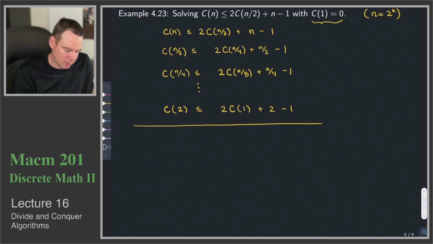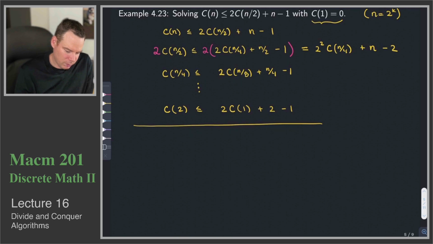Well, I'd really like this expression, when I do the sum, to cancel with this one. The problem is, this one has a 2 in front of it. This one doesn't. So I'll put a 2 in front of it. So I'll scale through this equation by 2. And when I do that, I end up getting a 2 squared C(n/4) plus 2 times n/2, that's n, minus 2.